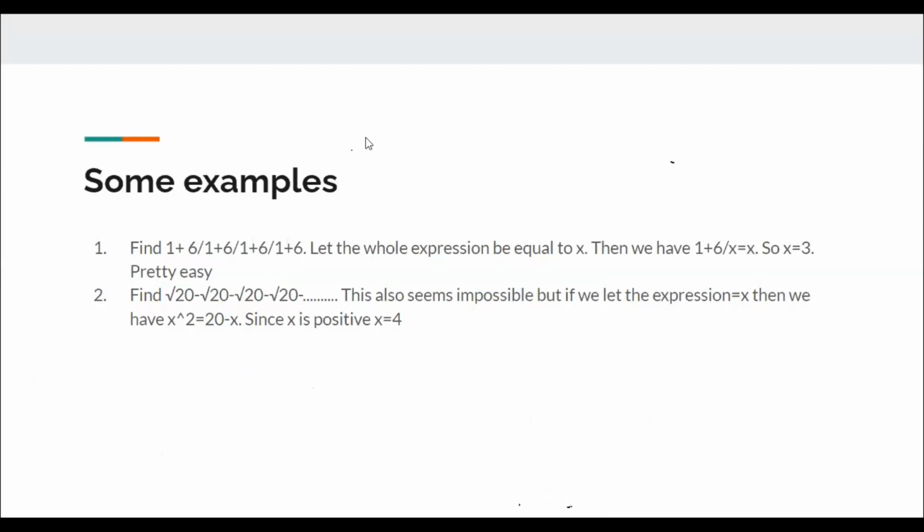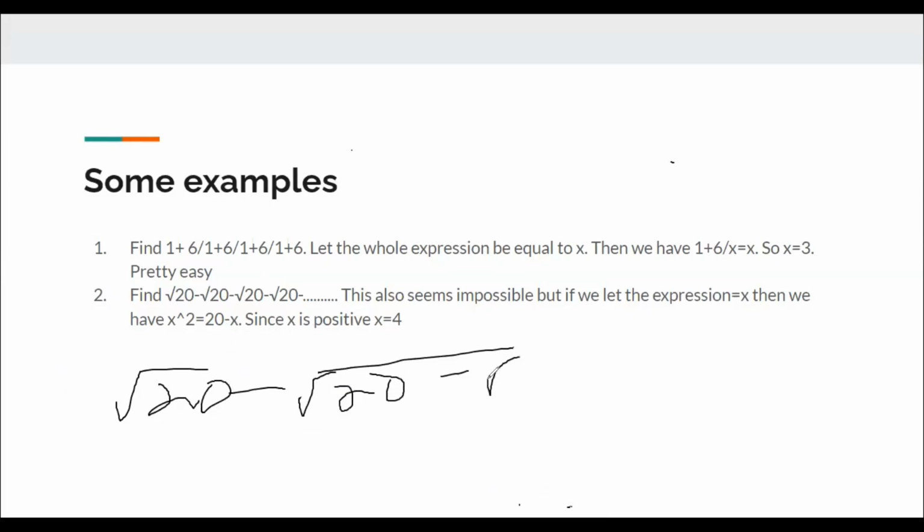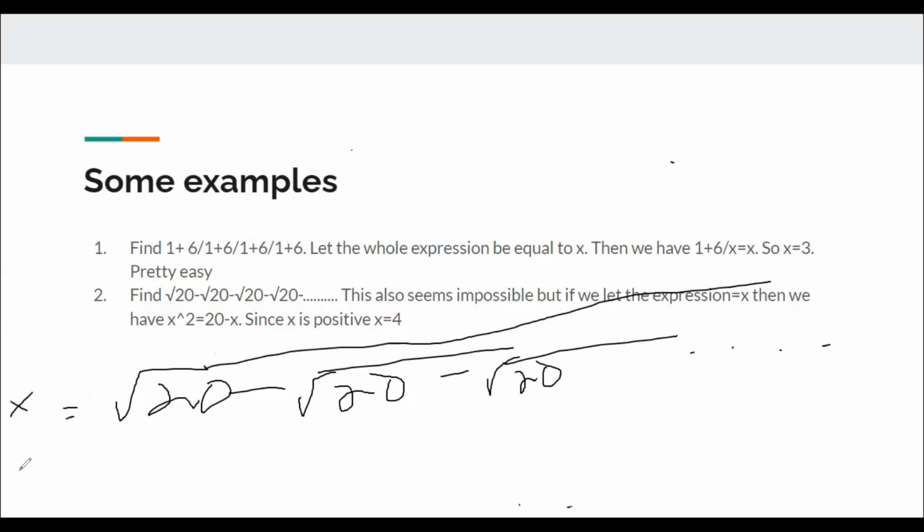So here's another one. Find the square root of 20 minus square root of 20 minus, like this, and it goes on forever. So this also seems impossible, but if you let this equal x, and you square the whole expression, you get x squared is equal to 20 minus x, because we let this whole expression equal x. Squaring it won't really change it because it goes on forever. So x squared is equal to 20 minus x. And clearly this is positive, so just find the positive root of this, and that's going to be equal to 4.